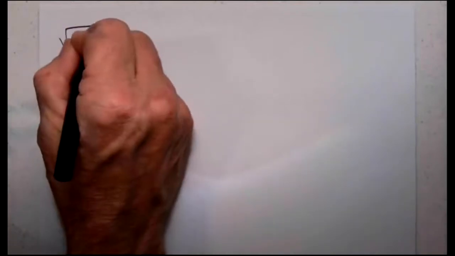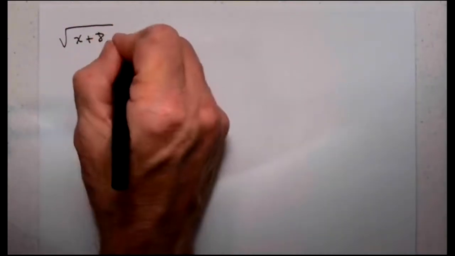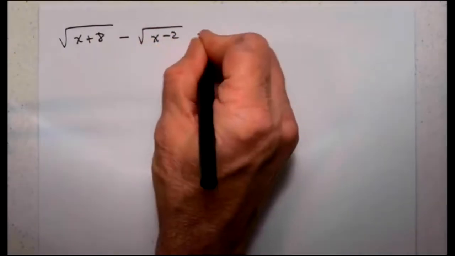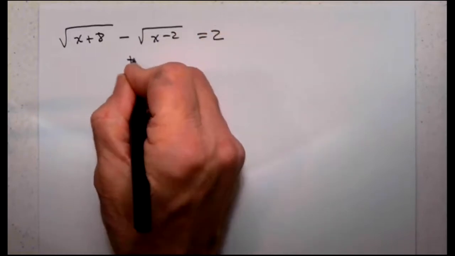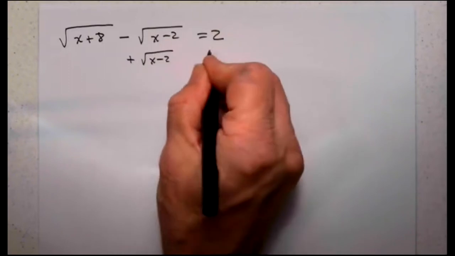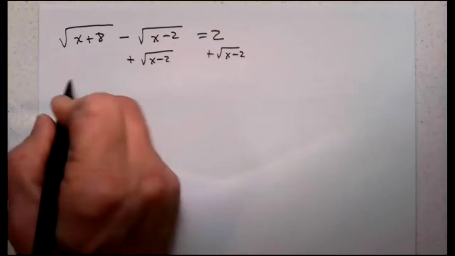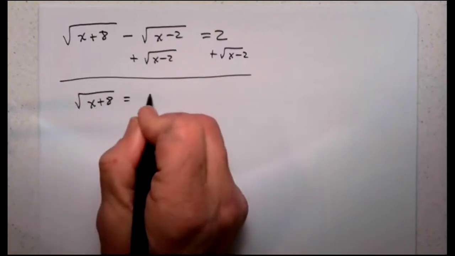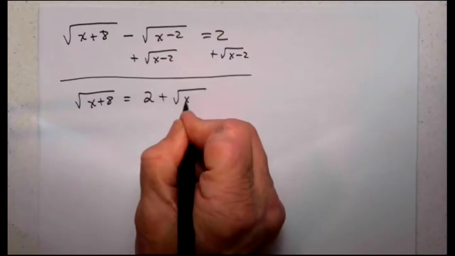Okay, we have another radical equation next, which is a little more challenging. We have the square root of x plus 8 minus the square root of x minus 2 equals 2. So I have radicals on both sides. I don't like that. I want to add this radical to the other side. So now the question becomes root x plus 8 equals 2 plus the square root of x minus 2.